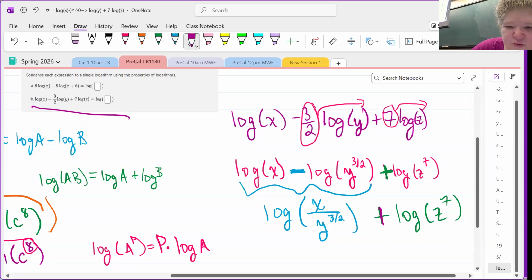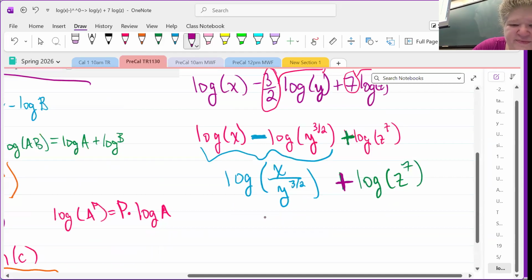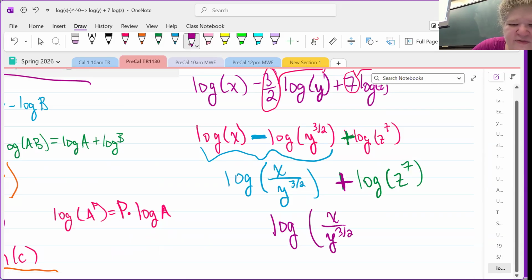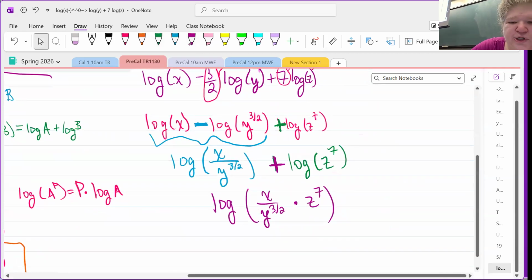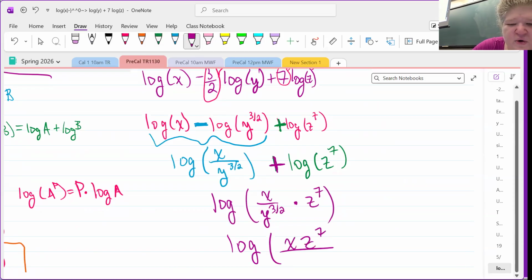All right, now our product rule says we multiply those results. So now it'd be the log of x over y to the 3/2, and then times, next to the fraction, z to the 7th. And we can type it like this. Usually, though, we merge it into one fraction. So the log of x z to the 7th over y to the 3/2.